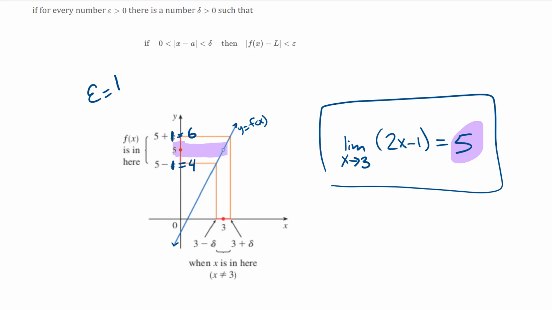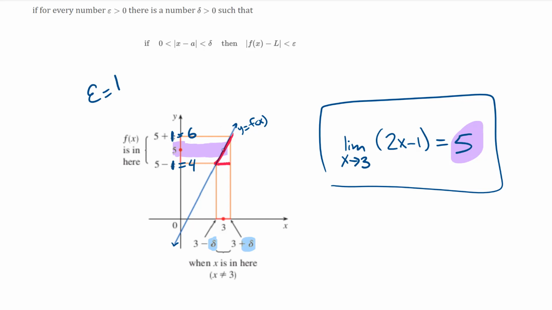Now, what inputs? How close to the 3 do my inputs need to be? That's the game. So your delta is saying, how close? That's how close to A it needs to be. Your epsilon is how close your output needs to be to that L. Look, we've got a little graph right here. See our graph that's going through right here?